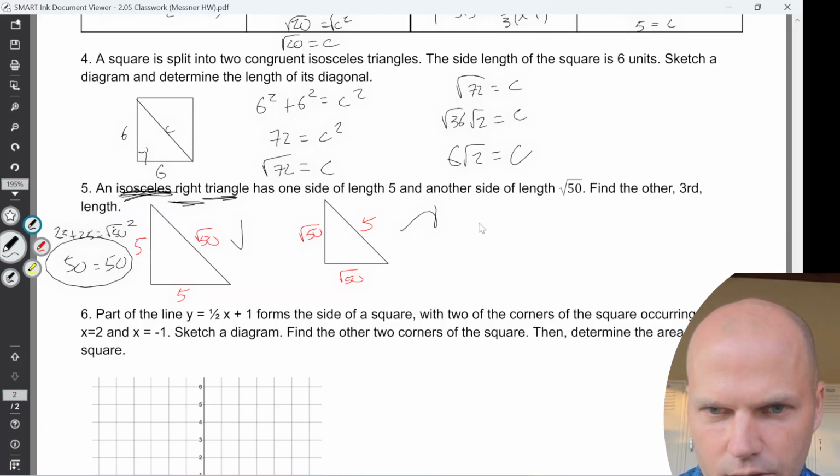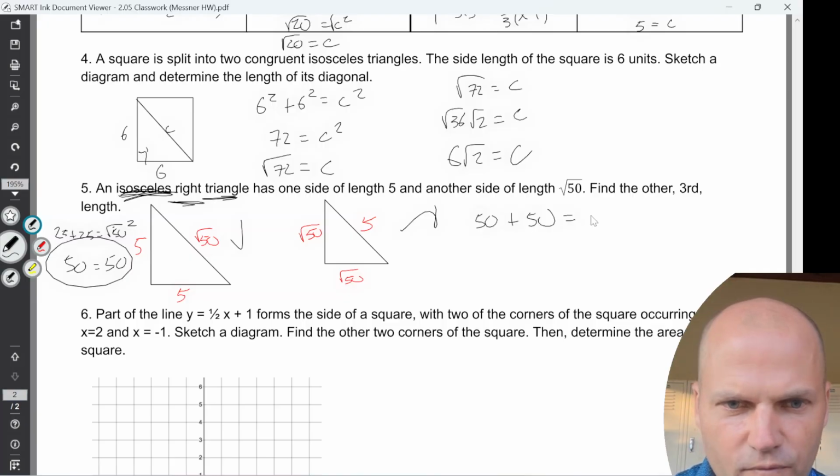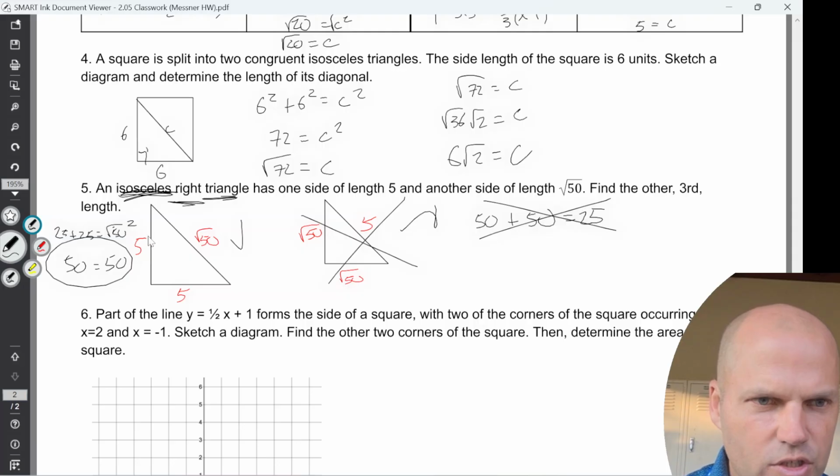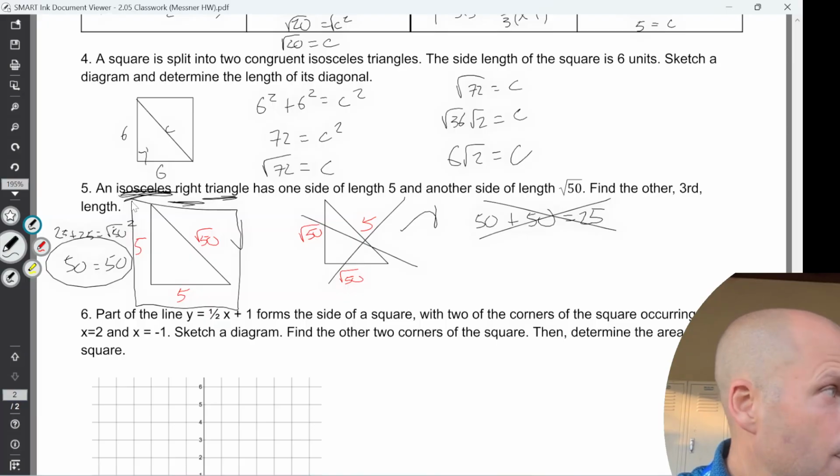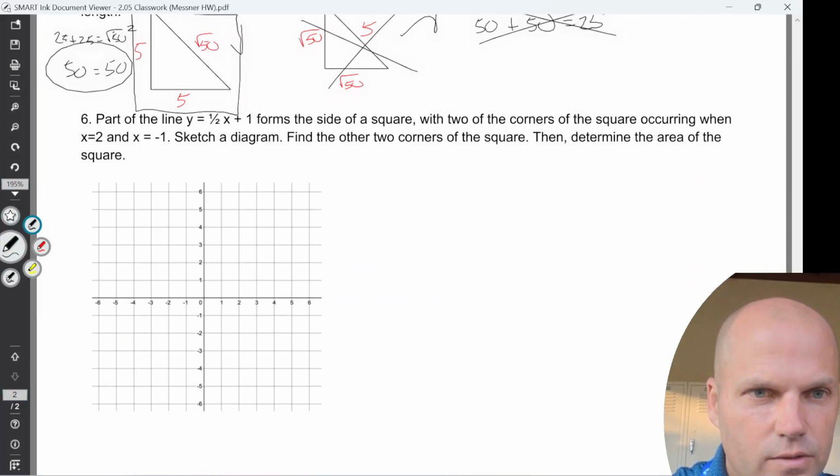Versus our other triangle, if I do root 50 squared, root 50 times root 50 is just 50. It's just squaring a square root. We get 50 plus 50 equals 5 squared, which is 25. This is not true, so this is not the situation. So the isosceles right triangle that we're considering is this 5, 5, root 50 triangle.